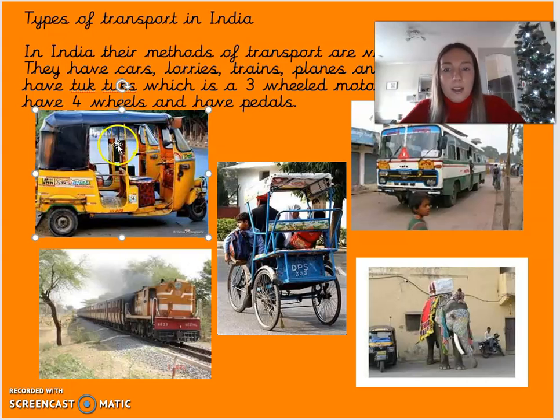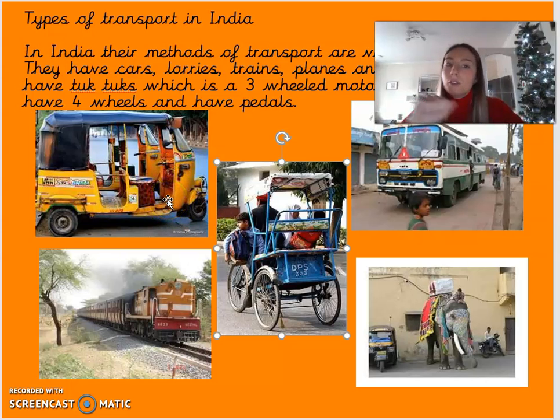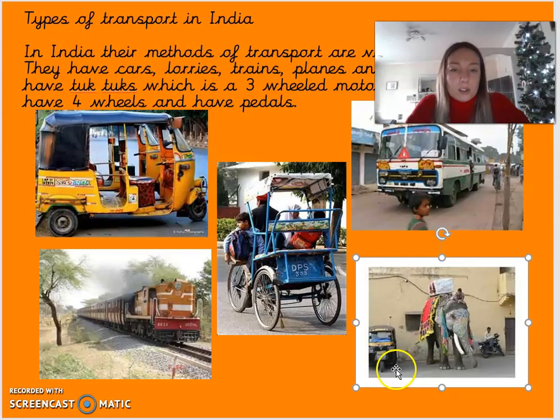So this here and this picture here is what is called a tuk-tuk. And usually these have 3 wheels. They're motorised, so you don't always have to pedal. So this is a motorised version, whereas this is one where you would pedal. So the person at the front would pedal to transport people around. We can see some trains, a school bus, and then traditionally, not so much now, but people would also ride on elephants.